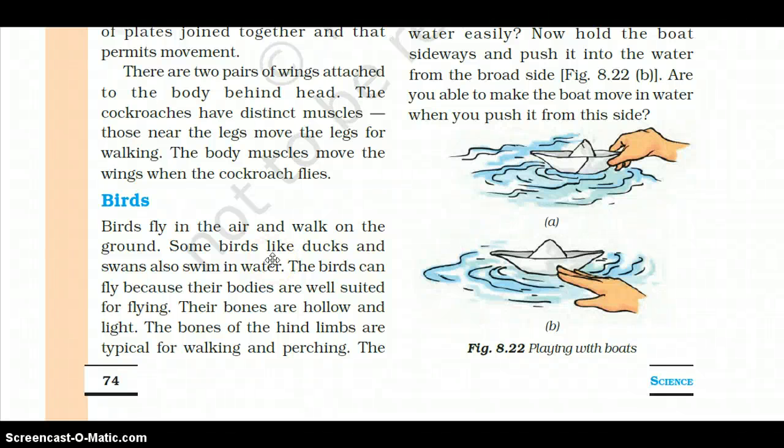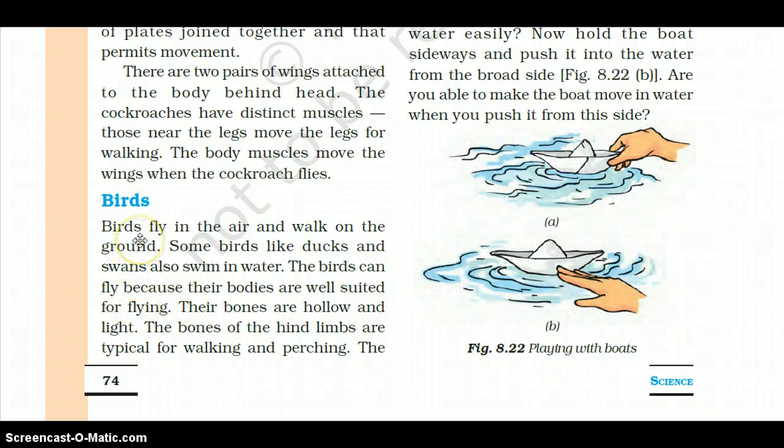So now let us see the locomotion in birds. Birds are adapted to fly in air. They can walk also on ground, and some birds like ducks and swans can swim also. Let us see how they can perform all these locomotory actions. Firstly, how they can fly.